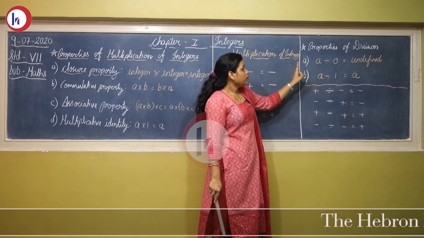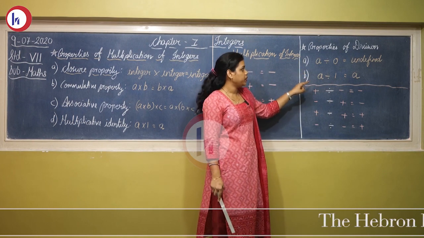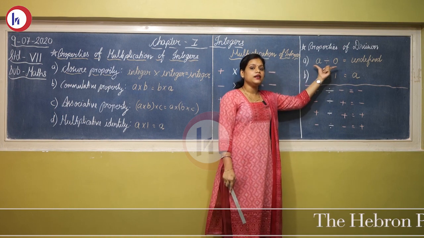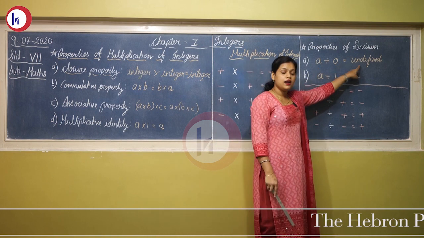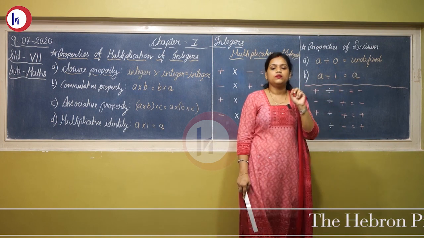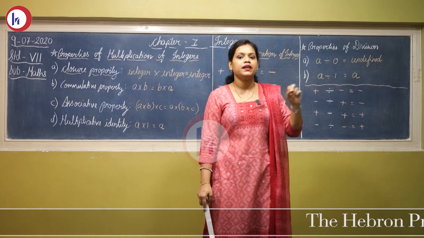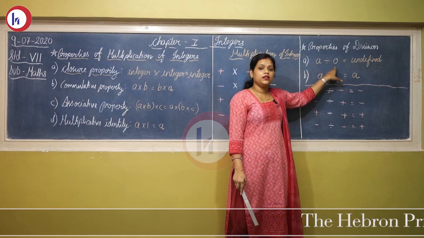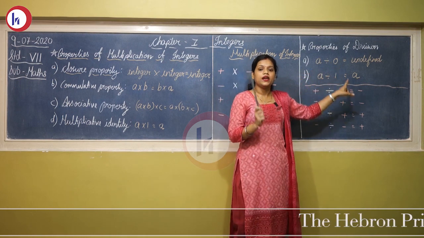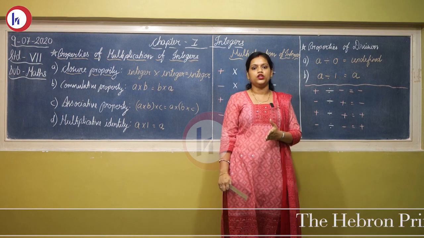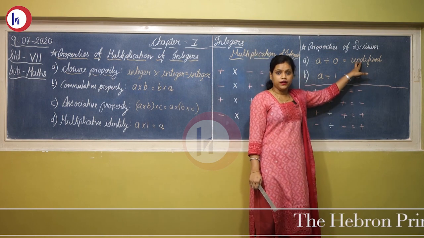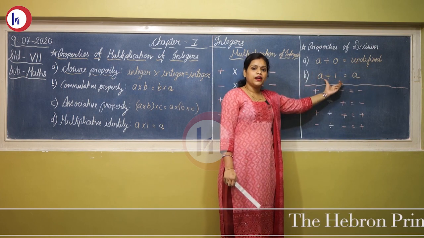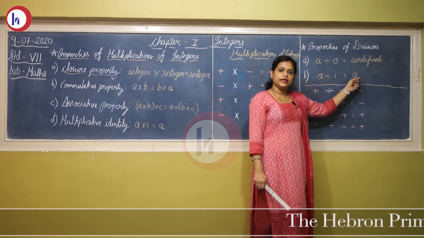Now here division has two special properties. If any integer is divided by 0, keep this in mind, any integer divided by 0 is an undefined term. Here mostly students make a mistake. They write 0 as the answer. That is wrong. 0 cannot be in the denominator. Keep that in mind. 0 can never be in the denominator. If there is 0 in the denominator, it is an undefined term. It doesn't have any answer. Any integer divided by 1, you will get the integer itself.